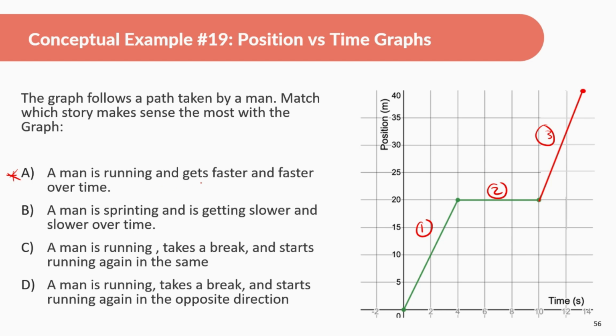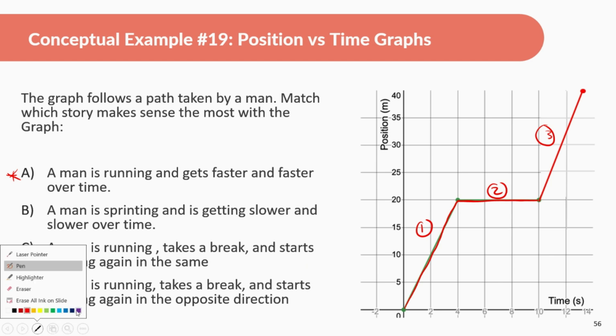A man is running and getting faster and faster over time. Okay, so that really shouldn't make sense. It seems like, yeah, he could be running, but he's not getting faster and faster. At step 2, he's not really moving, so I'm not going to call that faster and faster. Let me also just change the color.